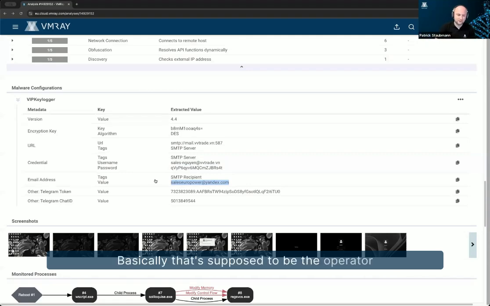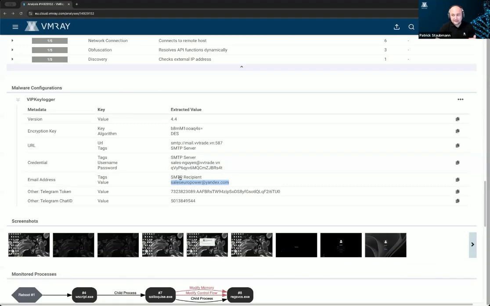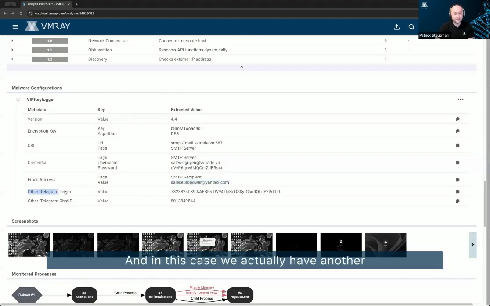Basically, that's supposed to be the operator at the end of the day. And in this case, we actually have another command and control server communication channel here, I would call it, which is Telegram. Telegram is a very popular and quite known instant message service that's cloud-based, right? And there's a very interesting observation we had over the past month, actually even years. Instant message services like Telegram or even Discord are getting more and more used. They're getting more and more popular by threat actors for establishing command and control server communication.